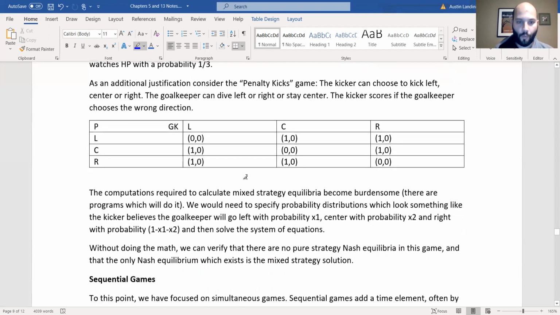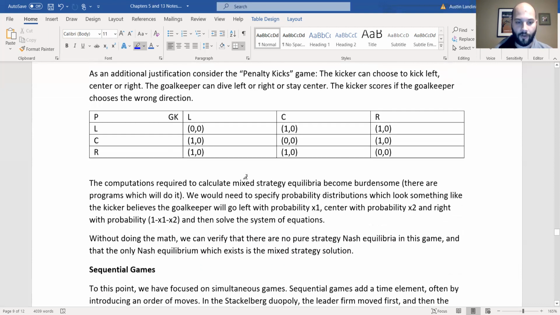Right, so one game where mixed strategies are useful, and again, we're not going to actually test on the calculation of this, but it's a good exercise for yourself to verify that here in this penalty kick game, the kicker can kick left, center, or right, the goalkeeper can go left, center, or right, and the kicker scores if the goalkeeper chooses the wrong direction. So you should go ahead and verify that there is no pure strategy Nash equilibrium of this game, no overlap of best responses. So the only equilibrium of this game is going to be in mixed strategies, and we could solve for a mixed strategy distribution, although we won't.